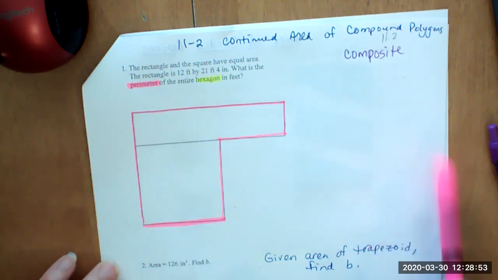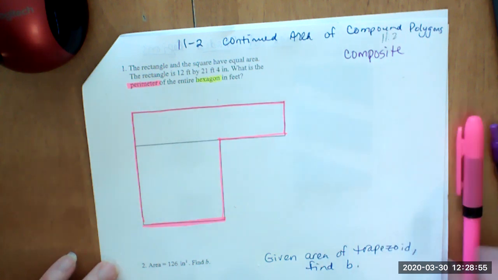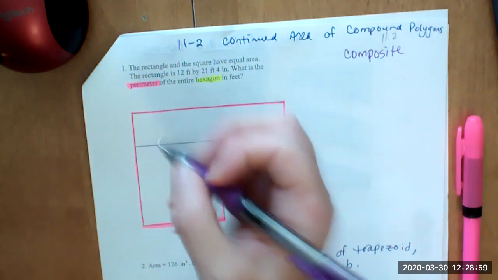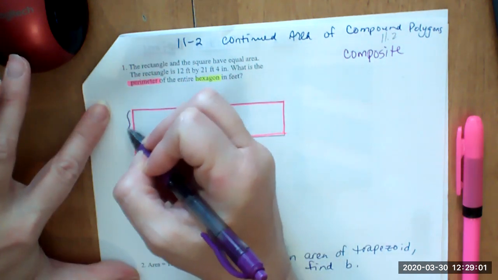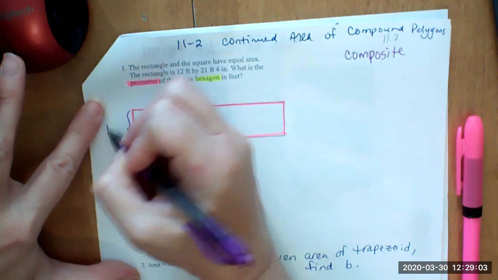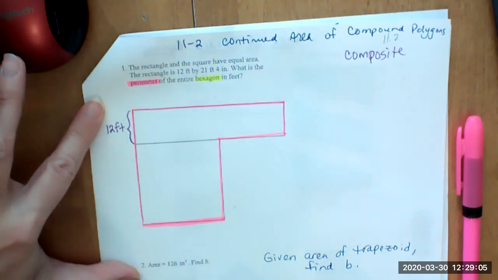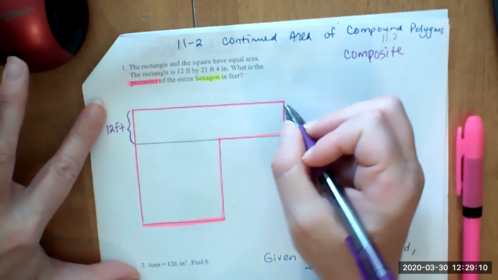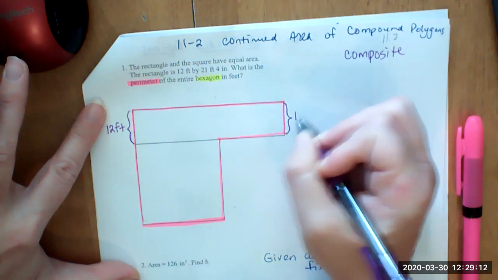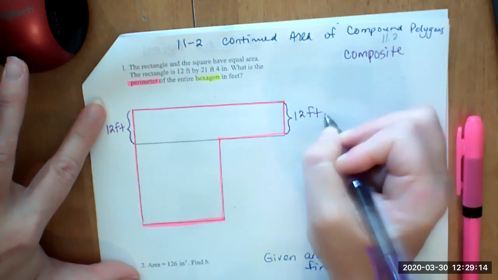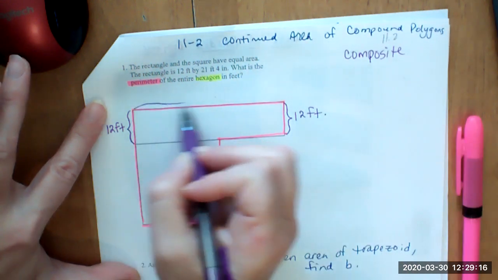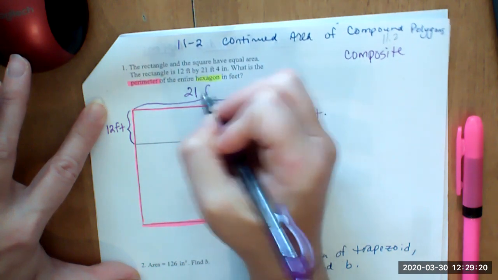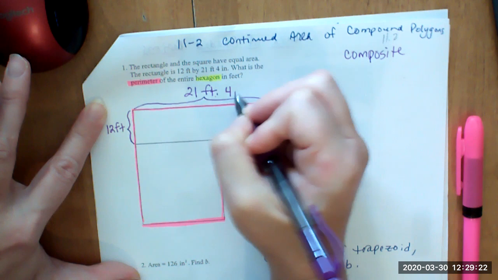So the rectangle itself is 12 feet by 21 feet 4 inches. And so we can assume here that the 12 feet that we're talking about is this shorter distance right here. So that's 12 feet. And at the same time, of course, since I know I'm going to be looking for the perimeter, I'm going to go ahead and label this side also 12 feet. And this distance here is 21 feet 4 inches.